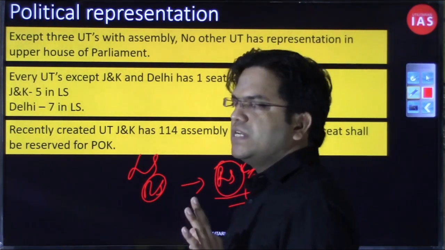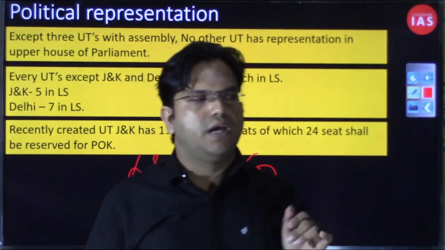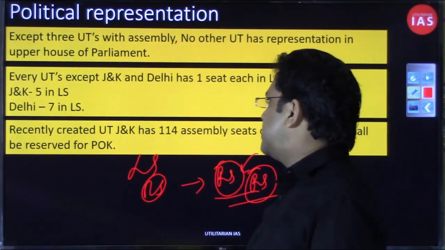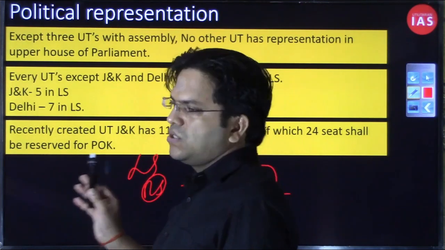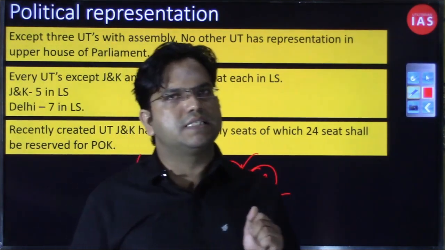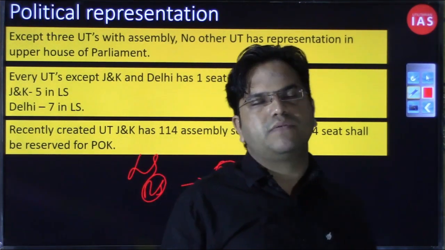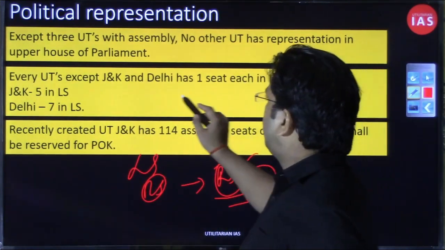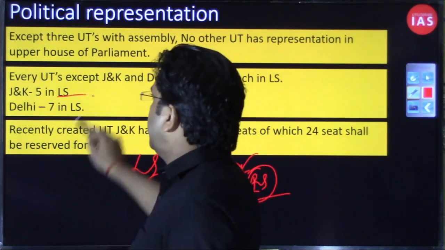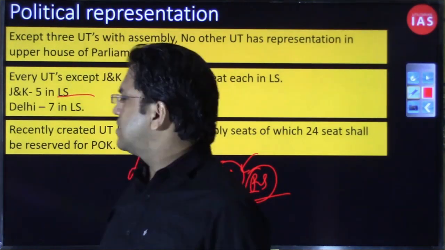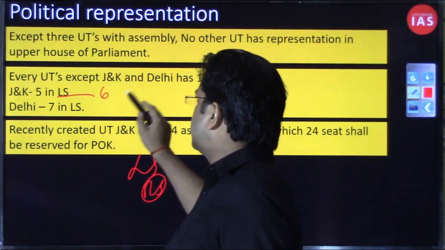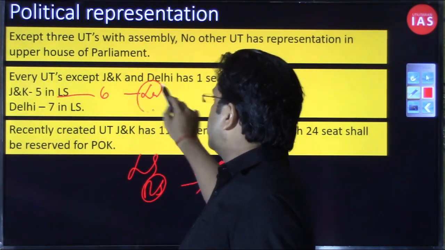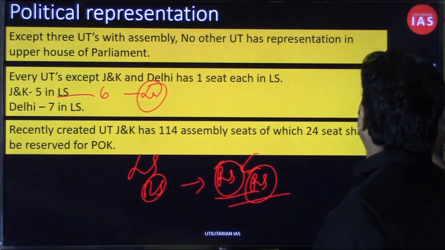As far as Lok Sabha is concerned, all the 8 union territories have representation. NCT of Delhi has 7 seats, Puducherry has 1 seat, and J and K has 5 seats. Earlier J and K had 6 seats, but 1 seat has been transferred to the Ladakh area. So that is about the political representation.